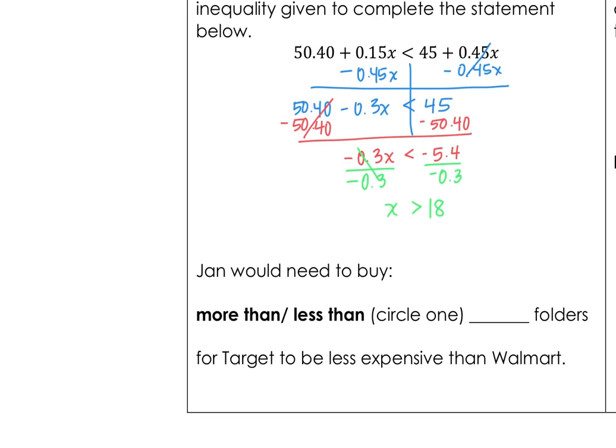So now that we have found that solution, it should be really easy for us to complete this little statement. She needs to buy what? More or less? More, because it's a greater than sign. So she needs to buy more than 18 folders for Target to be less expensive than Walmart.